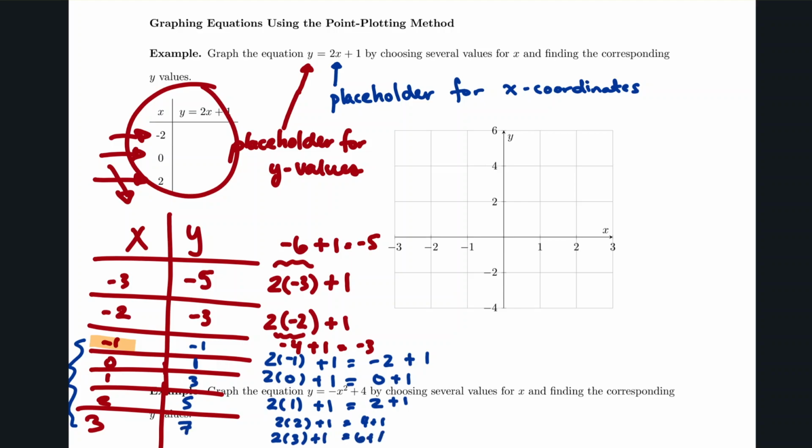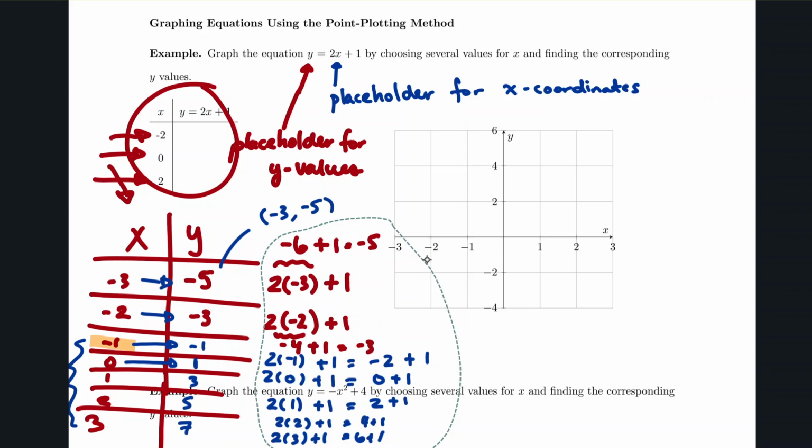So here I've plotted a good variety of points. I've plotted some negative x values, I've plotted 0, I've plotted some positive x values, and using the equation I found the corresponding y values. So this table is a very efficient way of writing the points as an ordered pair, negative 3 comma negative 5. And that's what we want to see this table as.